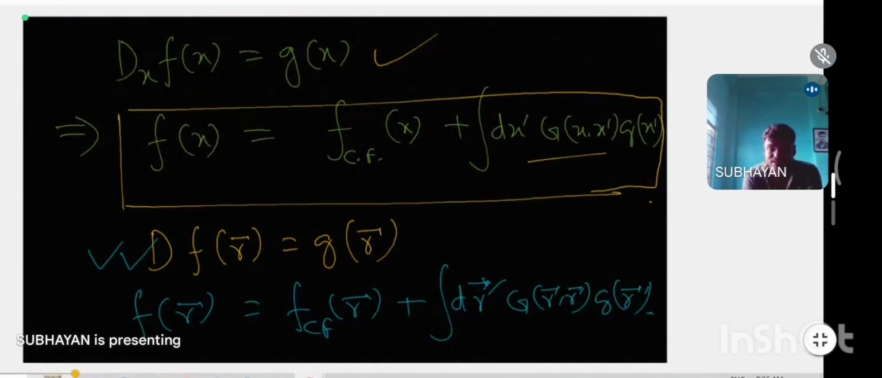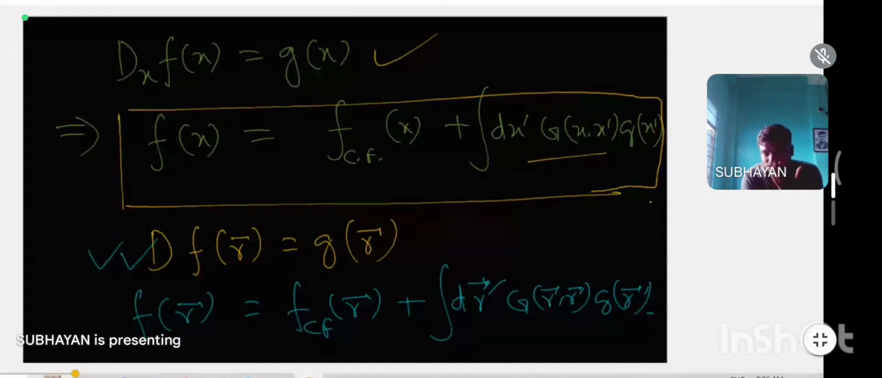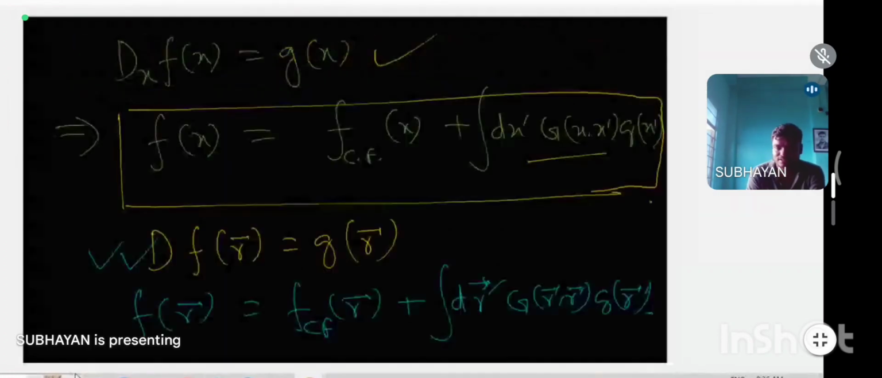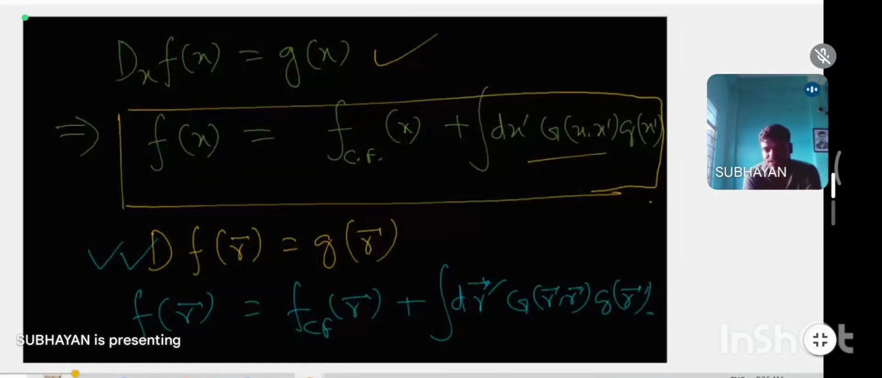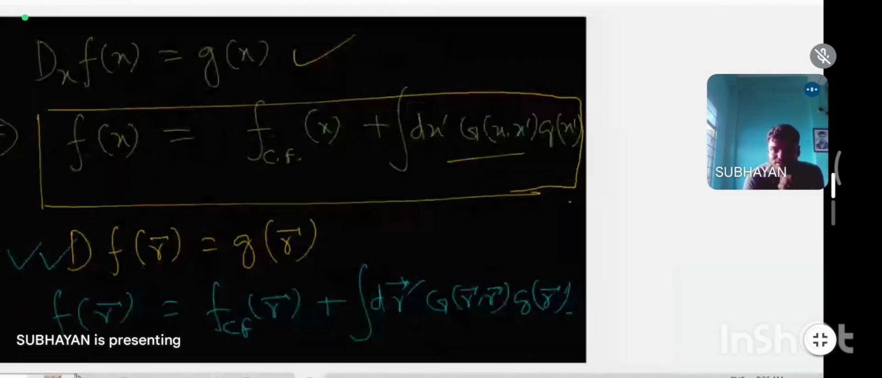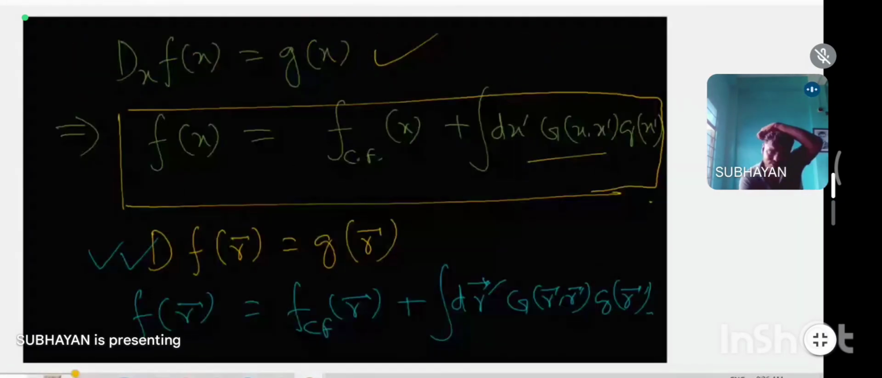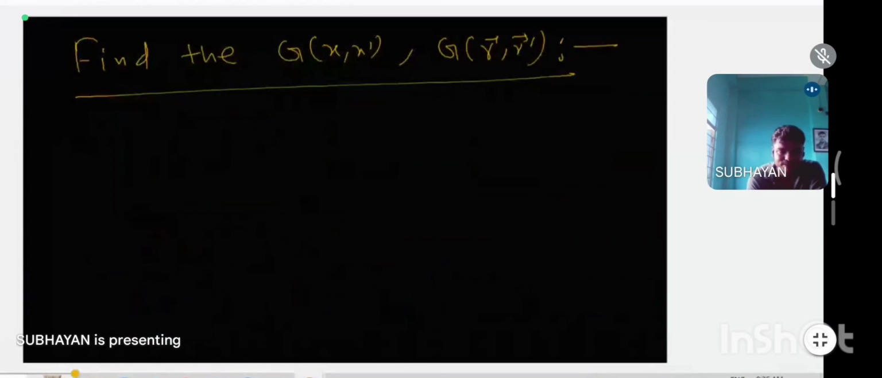At first, you have to find the complementary function, which you know how to find. And the second job in your hand is to find the Green function. Once you find the Green function, then you can explicitly find the solution for the function. So how can you find the Green function? Let's start with one dimension. In one dimension, what is G(x, x prime)?